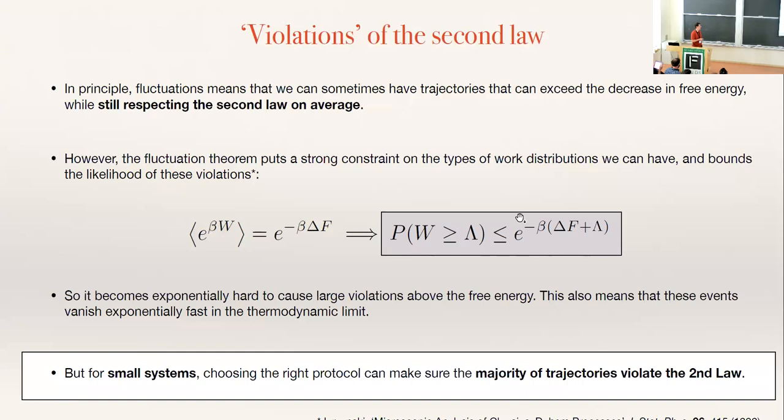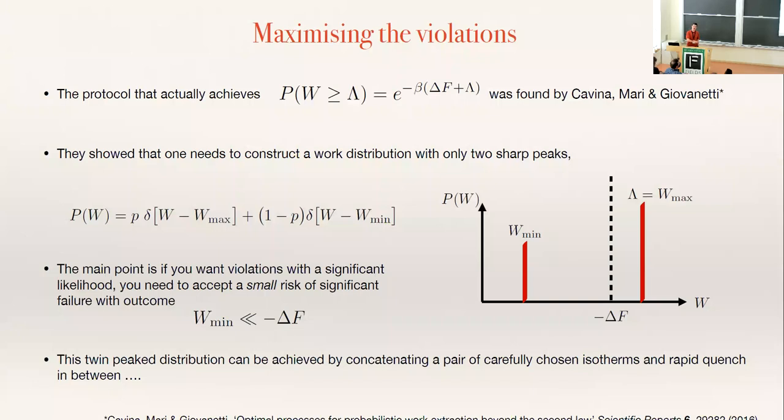This makes sense because it means that as you go to the macroscopic limit, this becomes exponentially small and we don't really observe it. However, if we stick to looking at small systems, then this right hand side can be fairly significant. It can be greater than 50%. We can actually have situations where the majority of trajectories do seem to violate the second law and get more energy than we should be allowed. So the question is, how do we actually maximize the chance of this occurring?